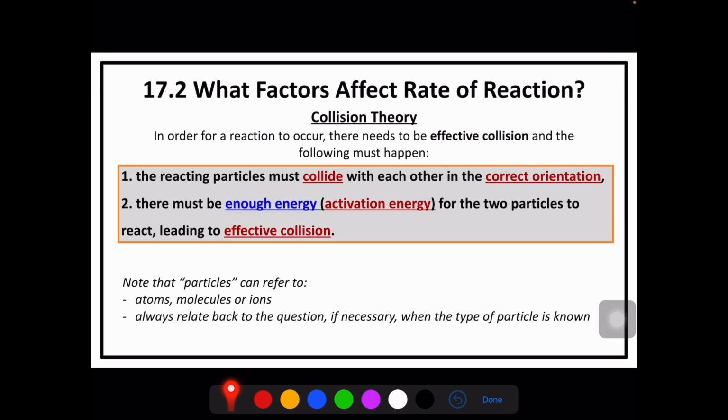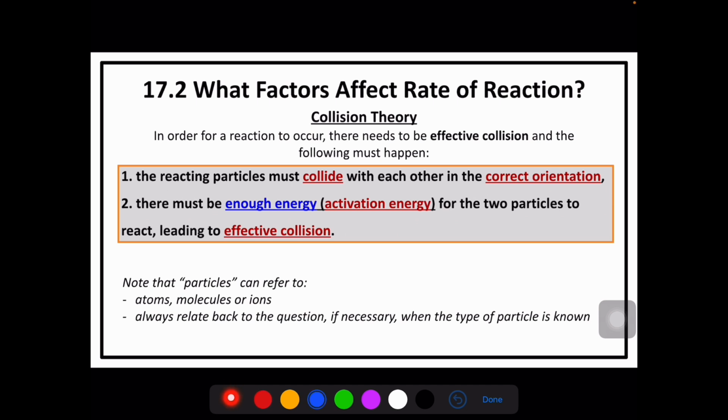If you recall in the previous chapter on energy changes, we learned about this concept called activation energy. All particles must have enough energy, or what we term as activation energy, in order for the collision to be what we term as an effective collision. So two things: number one, they must collide with the correct orientation, and number two, they must collide with enough energy, or at least the activation energy. These two conditions will then allow an effective collision to happen.